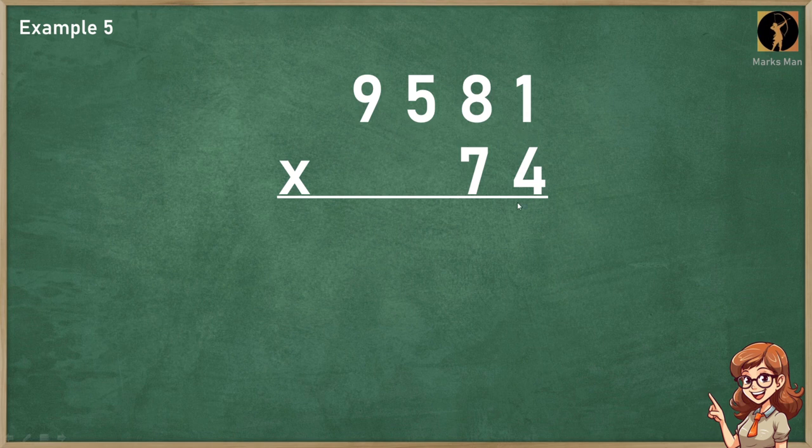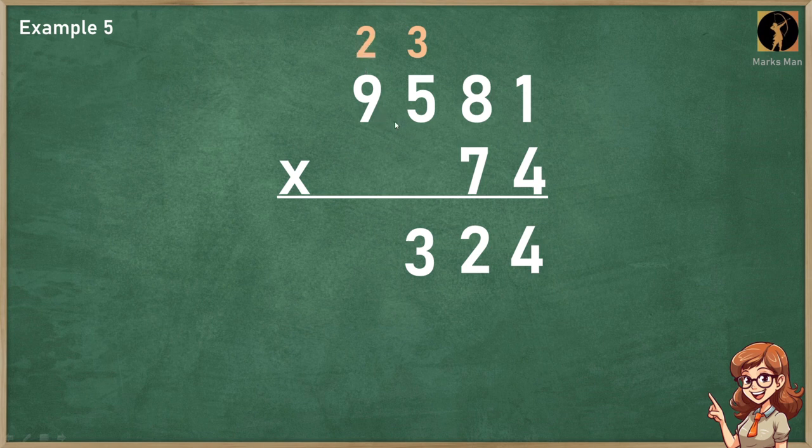So 1 times 4, that is equal to 4. And 8 times 4, that is equal to 32. But 32 is a 2-digit number, so you need to regroup it. So just write 2 below the tens column and just carry 3 at the top of the hundreds column. Next, 5 times 4, that is 20, plus 3, that is 23. Since 23 is a 2-digit number, you need to regroup it. Just write 3 below the hundreds column and just carry 2 at the top of the thousands column.